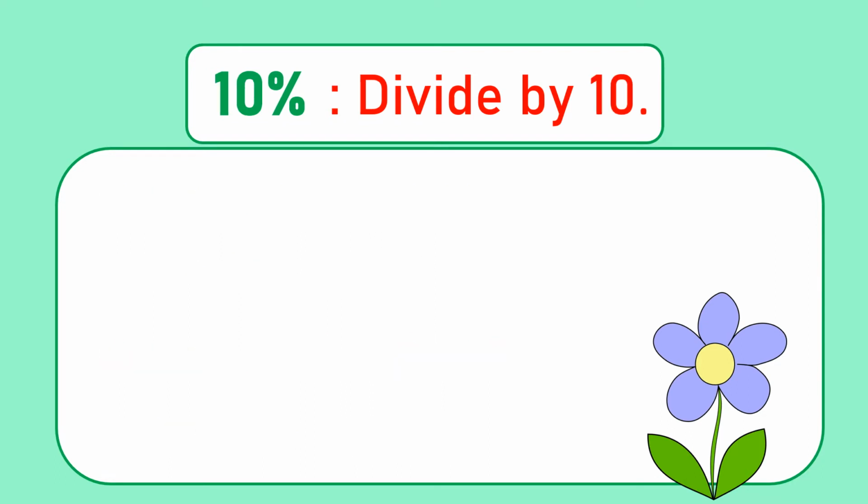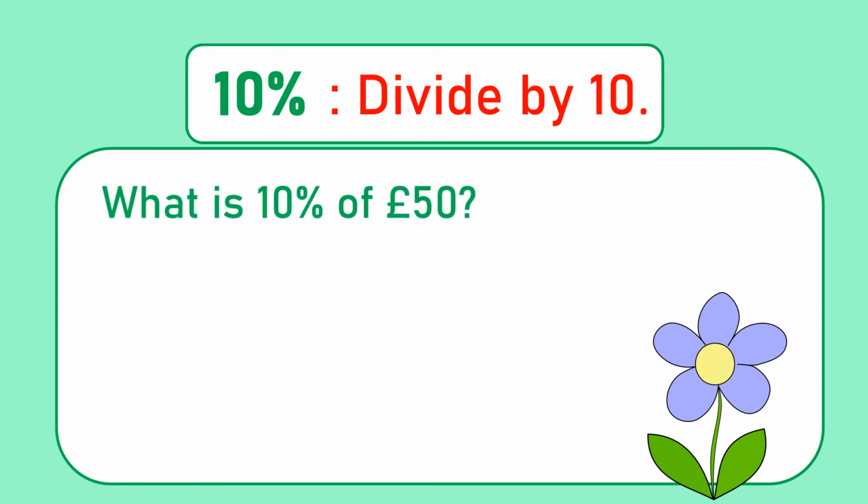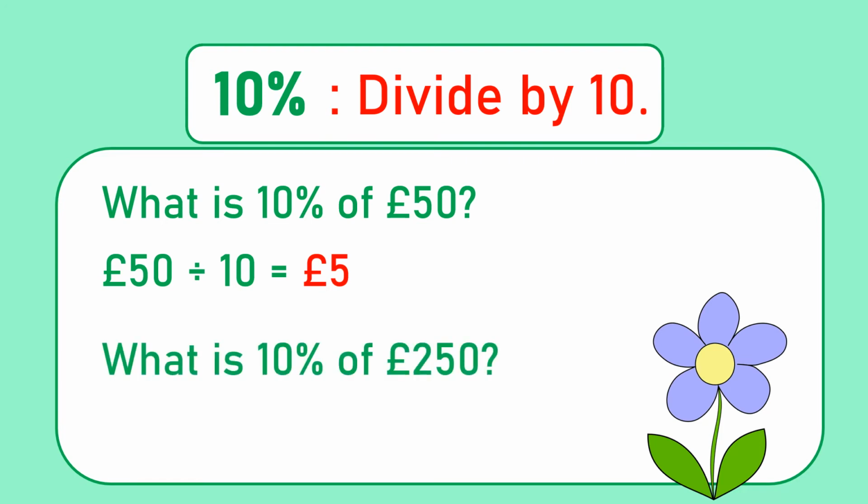So the next one we'll look at is working out 10%, and this is a really useful one because you can scale it up or you can divide it down to make a lot of different numbers. So to work out 10%, we divide by 10. So 10% of 50 is £5. And 10% of £250 is £25.